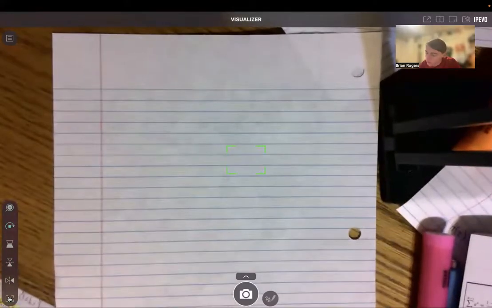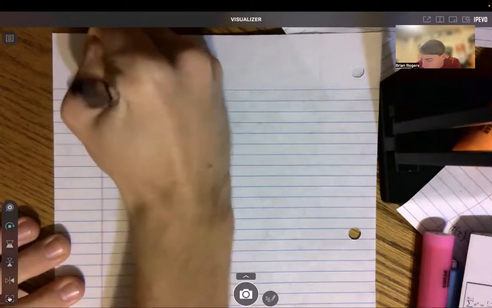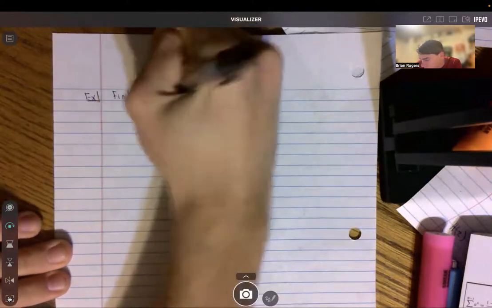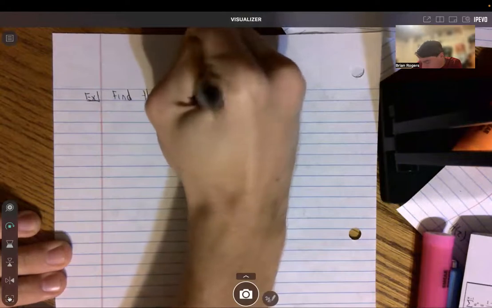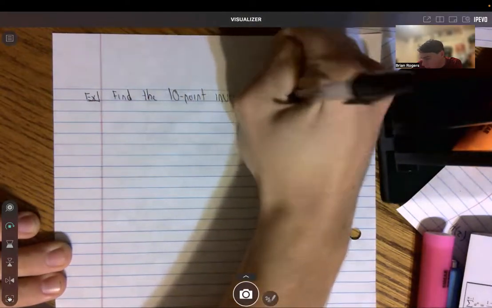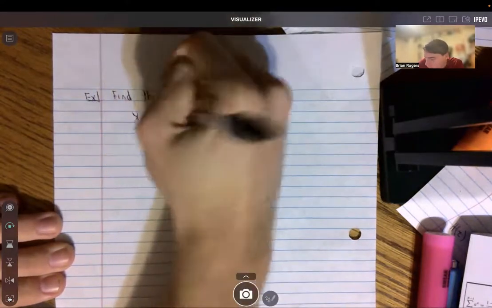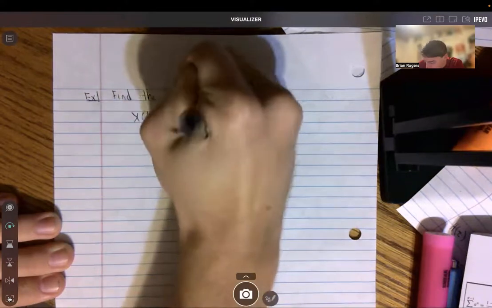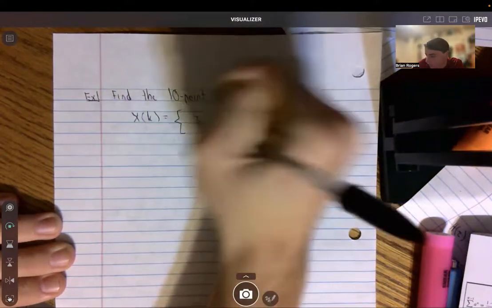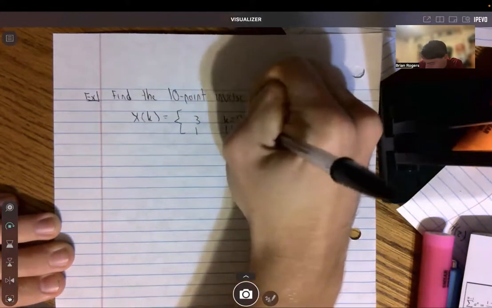And so for this example, you need to find the 10-point inverse DFT of x of k. It's going to equal 3 for k equals 0, and it's going to be 1 for k from 1 through 9.